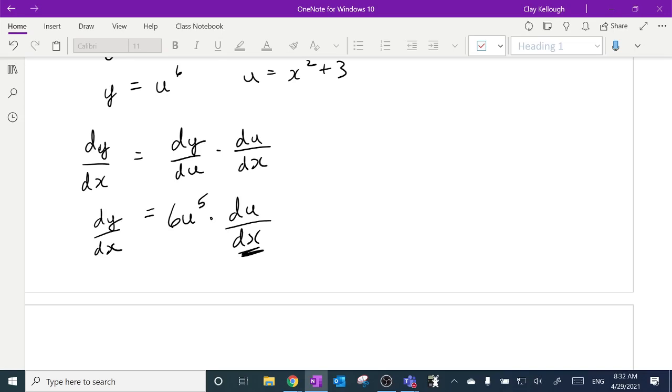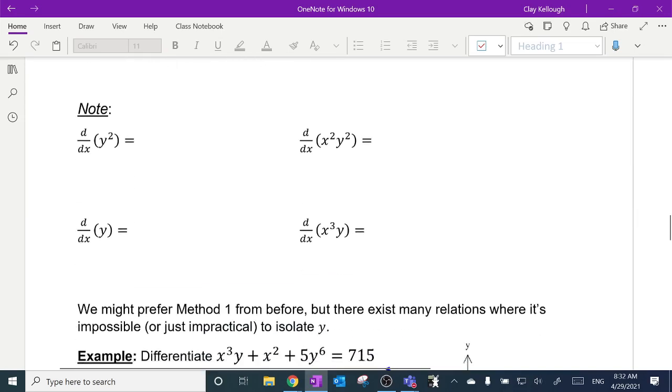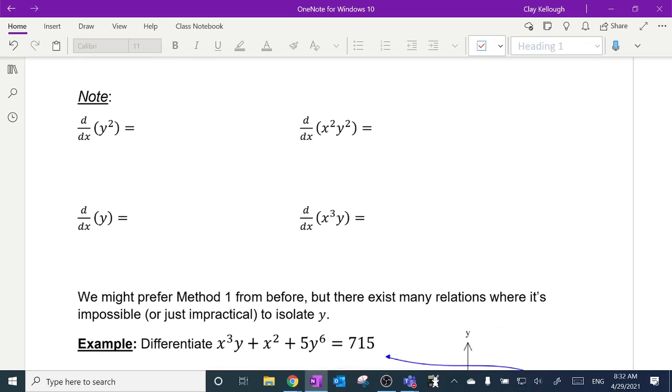Okay, so that's the way we do implicit differentiation. Just as a kind of a quick practice, so we've already seen this one. The derivative with respect to x of y squared would be 2y times dy/dx.